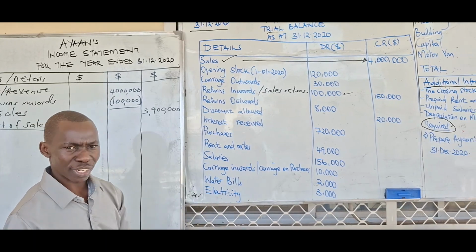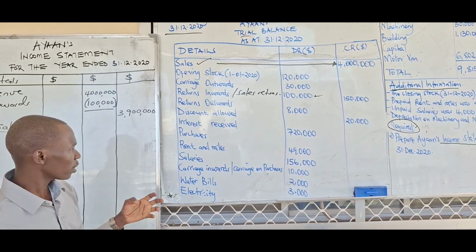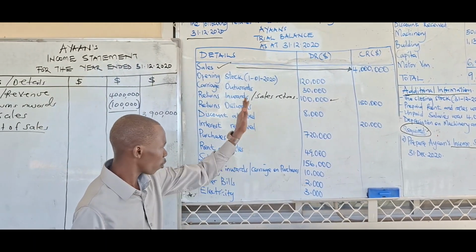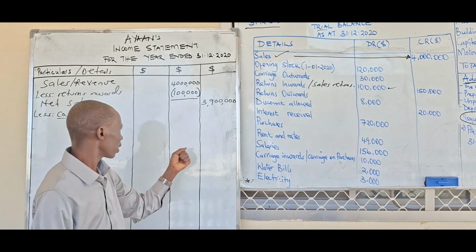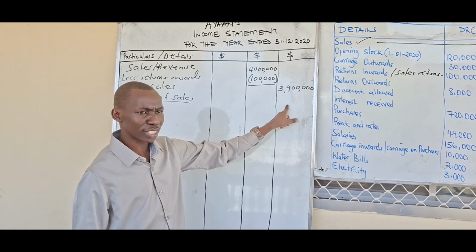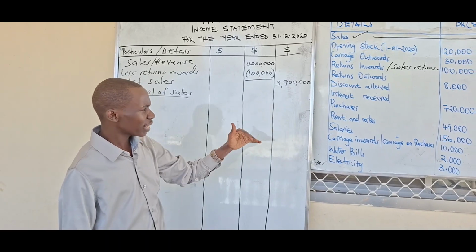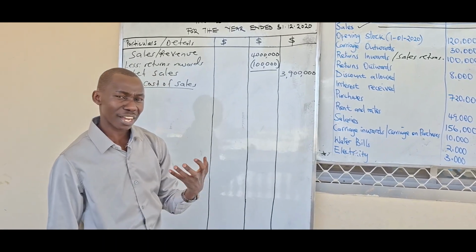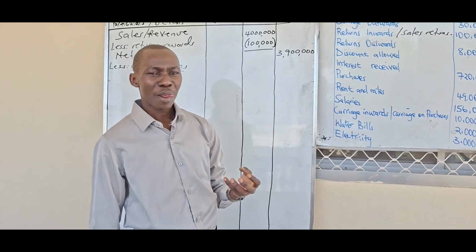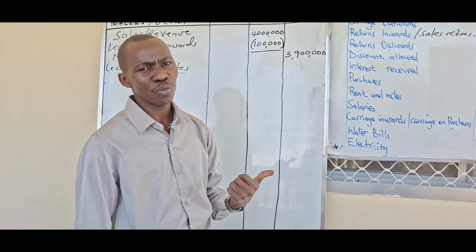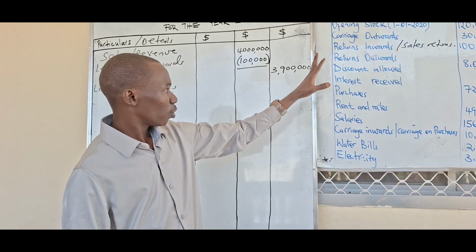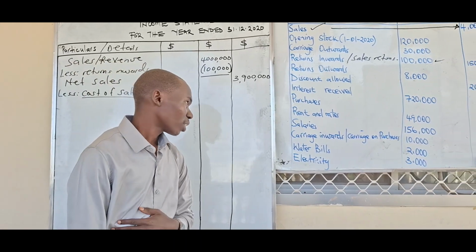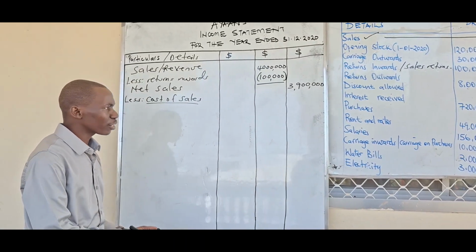If it is not given, I told you to calculate it. Suppose cost of sales was here somewhere, and there is a figure for cost of sales, it becomes very easy. You just pick it, put cost of sales, and subtract it here to get gross profit. But the moment it's not given, and as I told you, chances are high that they will not give you cost of sales, because we need to test you. Do you know how to calculate cost of sales? So you have to calculate it if it is not given. How do you calculate it?